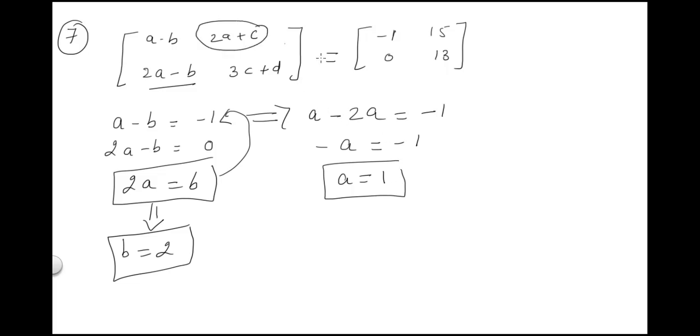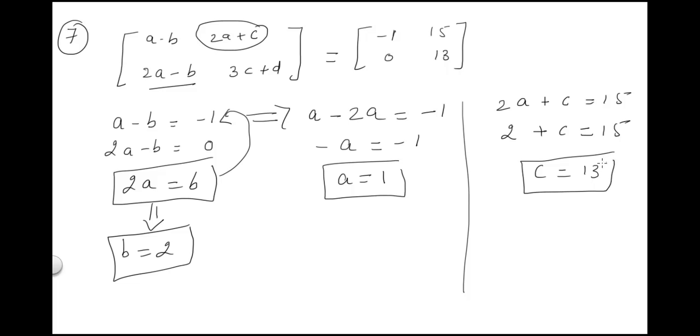Similarly, from here we can write 2a plus c equals 15. We know the value of a, which is 2, plus c equals 15. So c value will be equal to 13. Similarly, d can be calculated as 3c plus d equals 13. We can put instead of c as 13, we'll get 3 into 13 plus d equals 13. So similarly, we can find the value of d as well. Clear? This is how you are going to calculate the values of a, b, c and d.